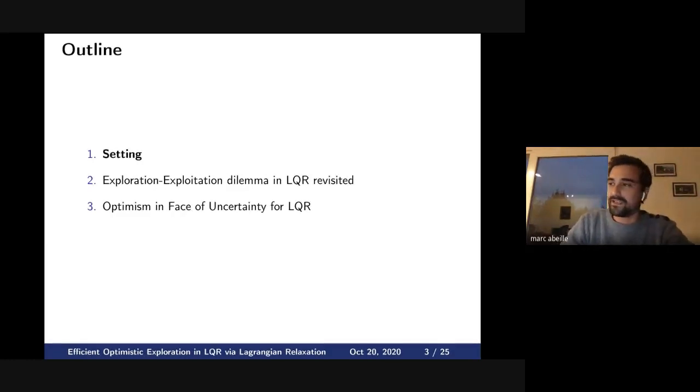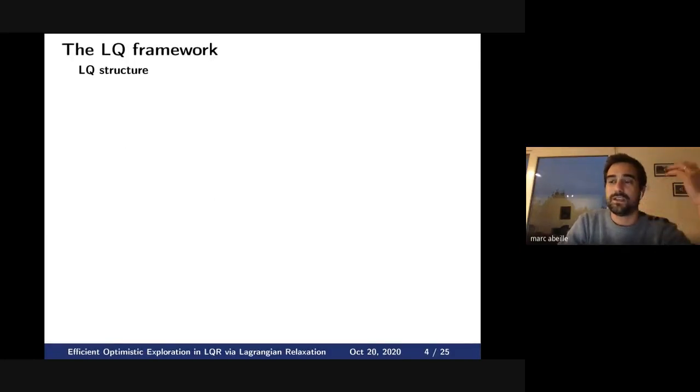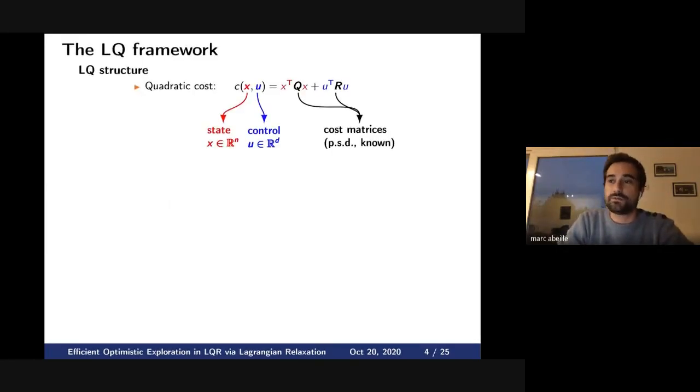Okay, so let's start with the setting that we consider in this work. It's the LQR, a model-based control problem with very specific structure. The cost is assumed to be quadratic in the state X and the control U, which are continuous variables living in Rn and Rd respectively. And the cost is parameterized by two PSD matrices Q and R that are known to the agent. So we know about the cost.